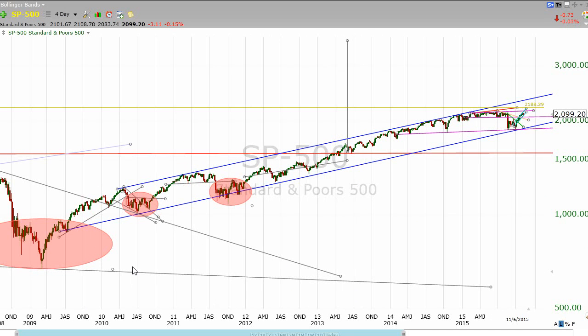I've got this big red circle here, and I want to show you why in the summer of 2009, I became a bull. And the reason was we had an inverted head and shoulders pattern right here. Left shoulder, head, right shoulder. And we broke out of that. And just to remind you, when that happened, these large inverted head and shoulders patterns tend to mark significant bottoms in the market.